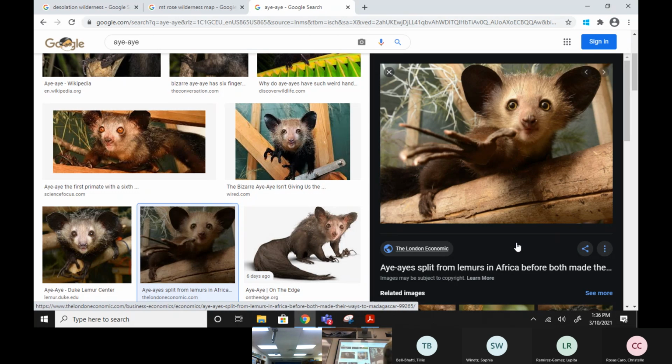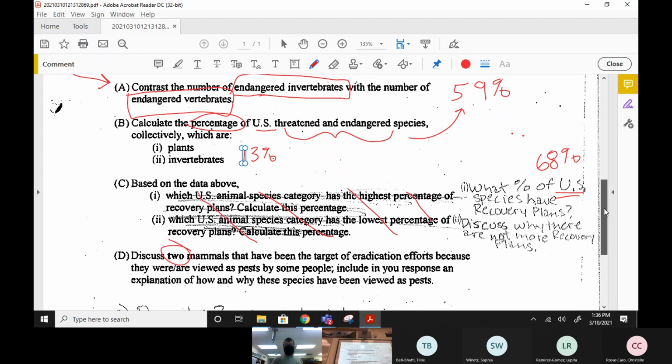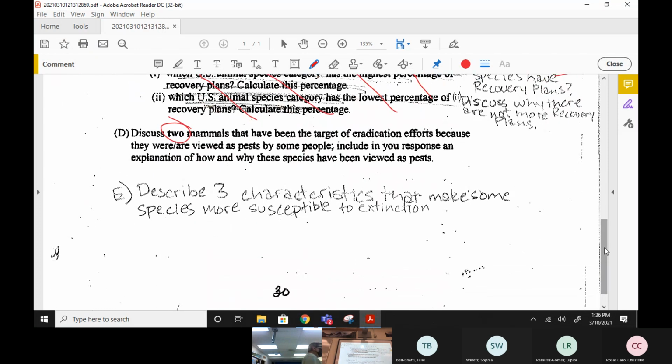Okay, let's go back. That was part D, and that takes us to the last one. Describe 3 characteristics that make some species more susceptible to extinction than other species. This is actually a good review for our test too, because you could well see something like this in the multiple choice part, where I list 5 possible characteristics, and which of these does not make it more susceptible to extinction.